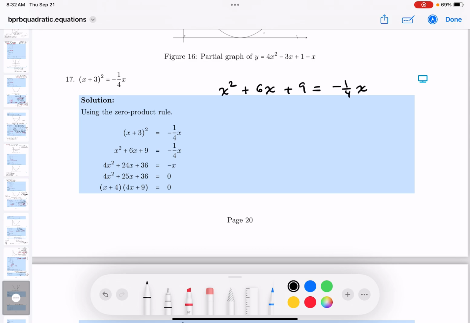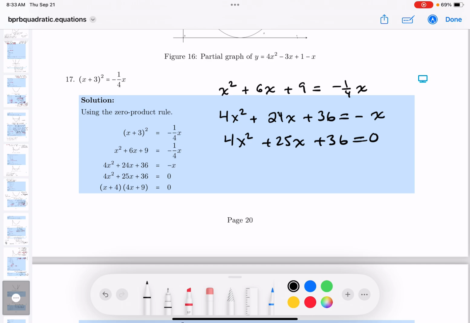What I'm going to do now is multiply both sides by 4, just to get rid of the fraction. And that's like multiplying every term by 4. So you get 4x squared. Then you're going to get 24x. 4 times 9 is 36. And 4 times minus 1/4 is just going to be minus x. I'm going to add x to both sides. You get 4x squared plus 25x plus 36 equals 0.